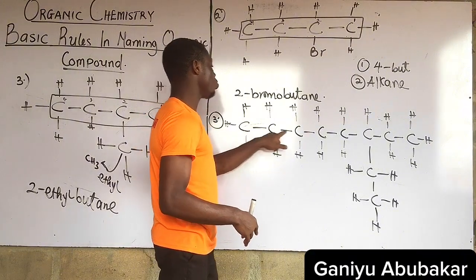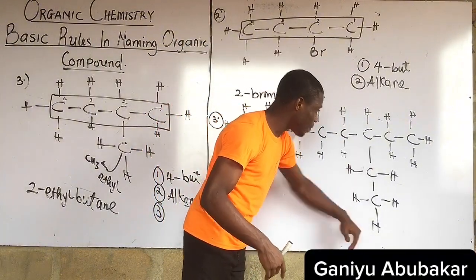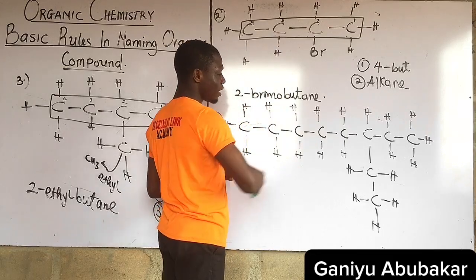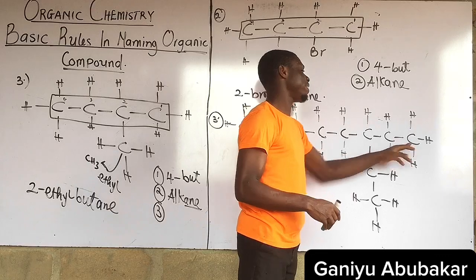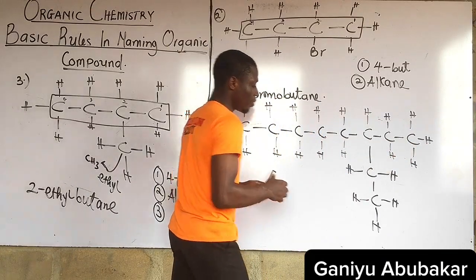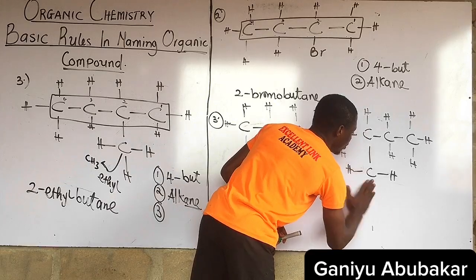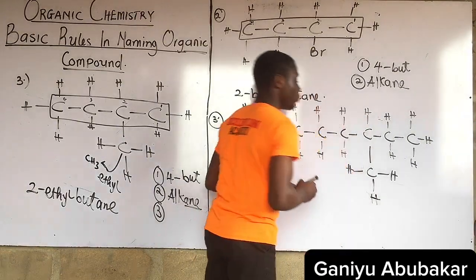This is 1, 2, 3, 4, 5, 6, 7, 8. Like this is 8. Let's count straightforward: 1, 2, 3, 4, 5, 6, 7, 8. Straightforward, that is 8. Okay. Let me eliminate this one. So let's use this one. I want to show you something.